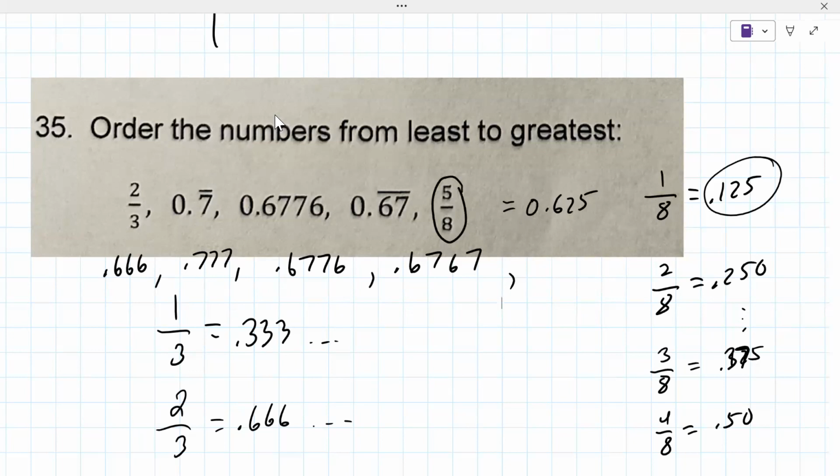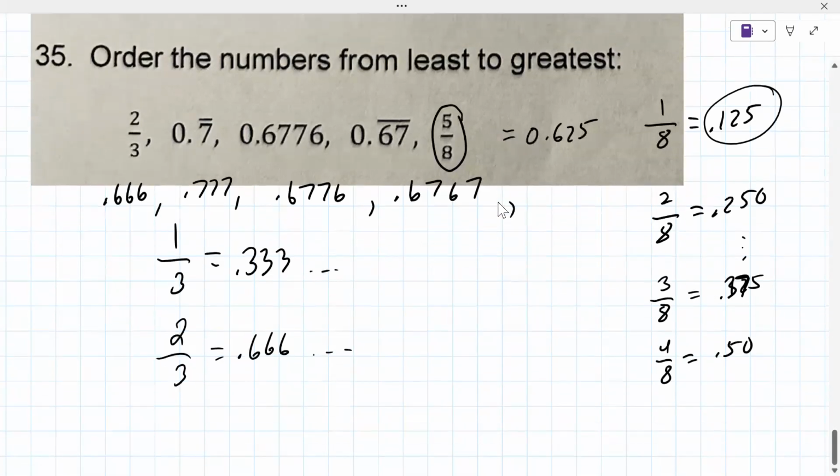So 0.625. If it's from least to greatest, not from greatest to least, never mind. Looks like 5/8 is the smallest. Do you agree with that? Sometimes you just go, which is the largest? That's another one, 0.7 repeating, 0.67 repeating. Which is greater between these two? 2/3.